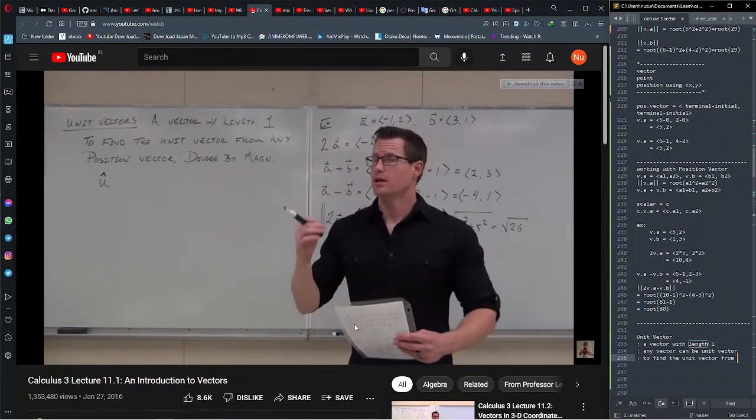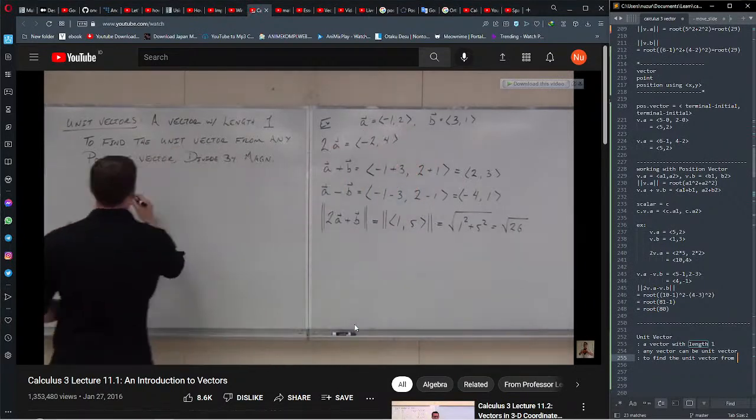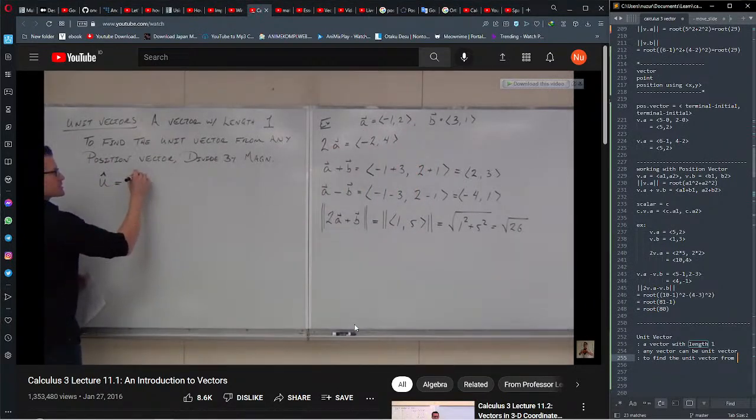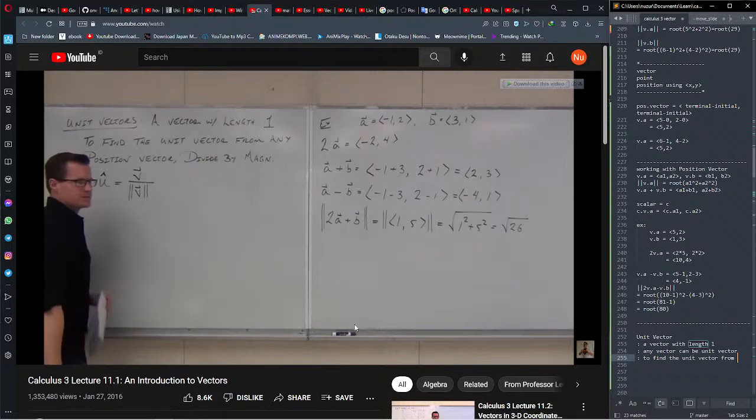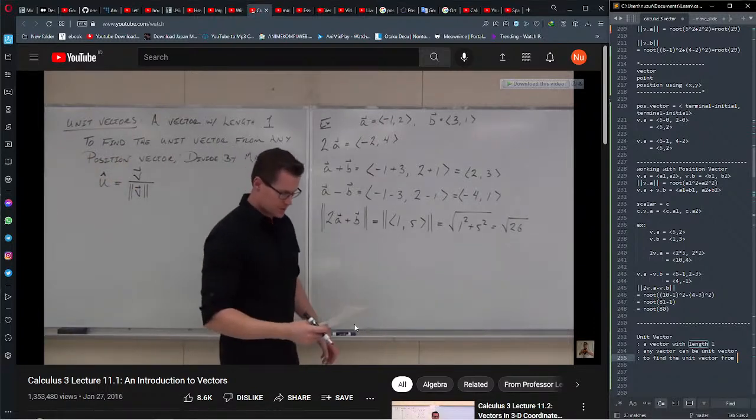How we do it, it's super easy. You take whatever vector you're given, so let's say we have vector v, we divide by the magnitude of vector v. That's going to give us a unit vector.